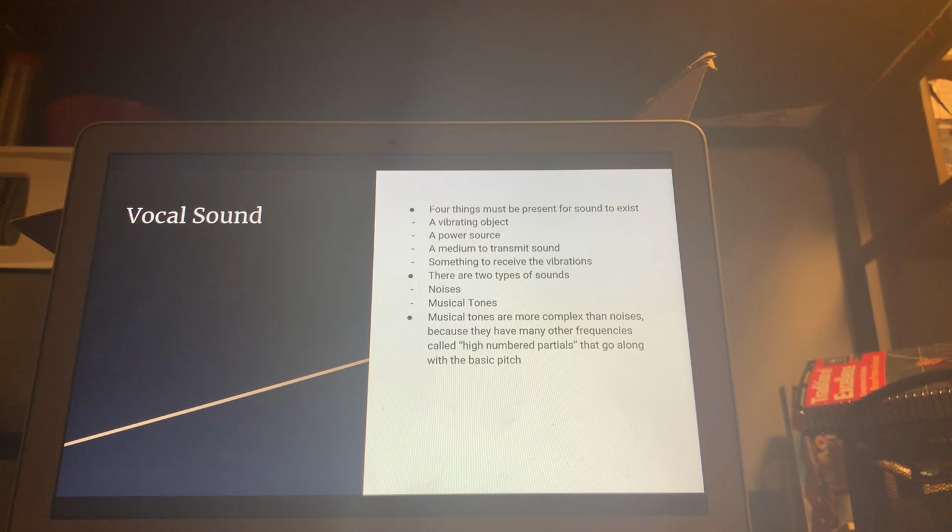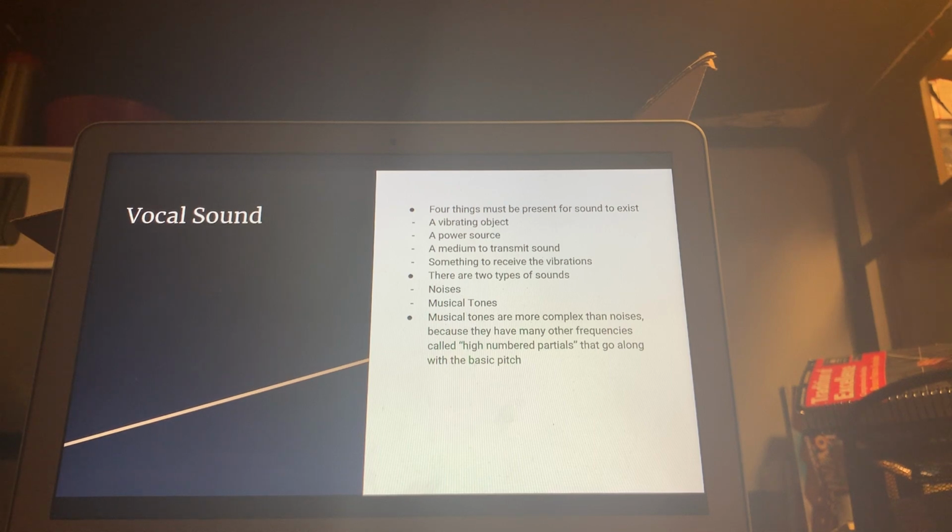So, the sound in general. Four things must be present for sound to occur, period. There must be a vibrating object. So in terms of voice, that's your vocal folds. They vibrate together and they make pitches. A power source, something that will help push the sound out, which is like your diaphragm. It's helping push it out.